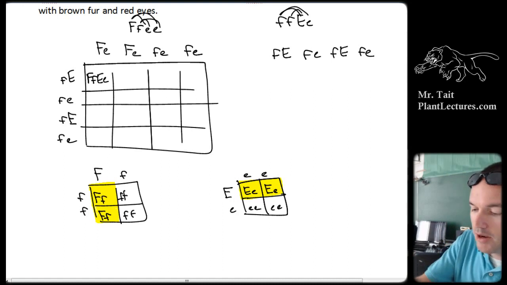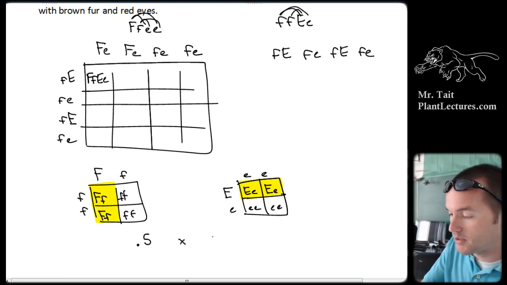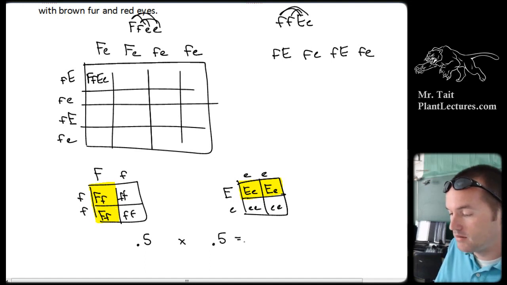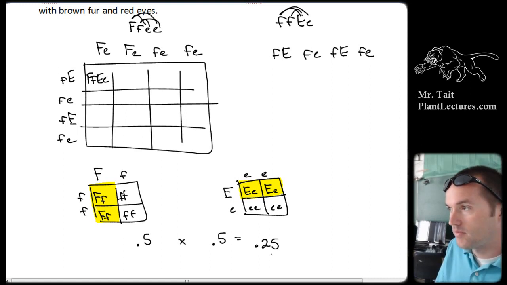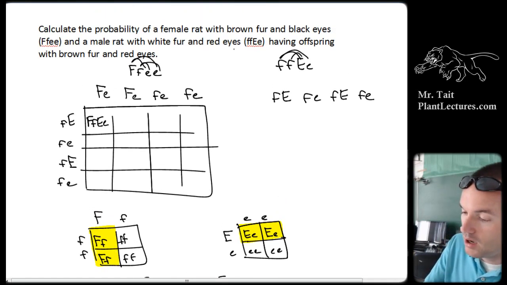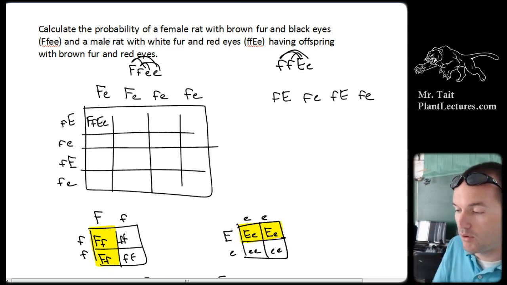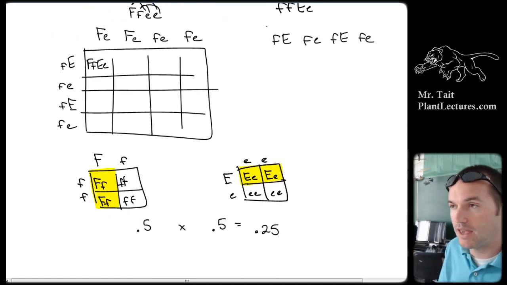So what's the frequency of the dominant allele for fur? Or the frequency of the dominant genotype? 0.5, right? Times the frequency of the dominant genotype for the eyes. 0.5. So what would we expect then? 0.5 times 0.5? 0.25. Right, so 25% would be the probability of a female with this genotype and a male with that genotype having offspring with brown fur and red eyes. Much faster than doing this and then all the gametes and stuff like that, right? Okay, questions on this?